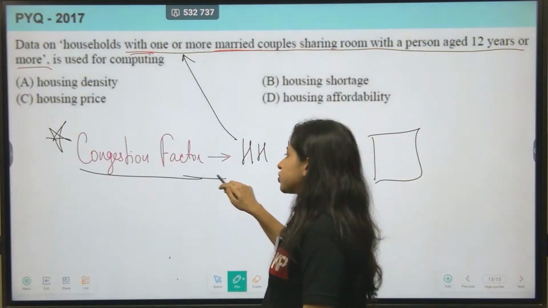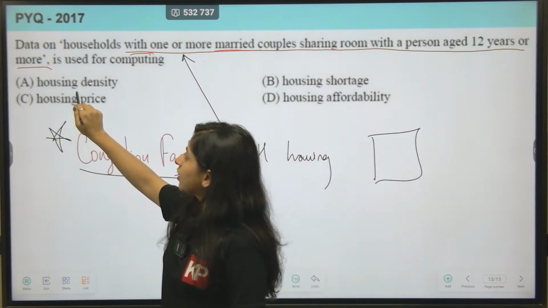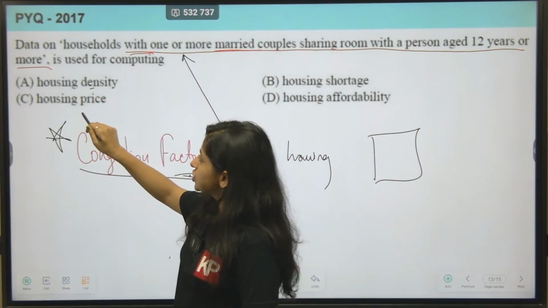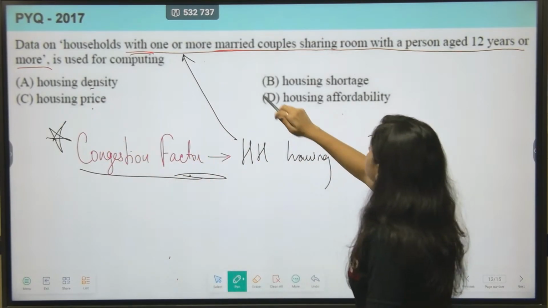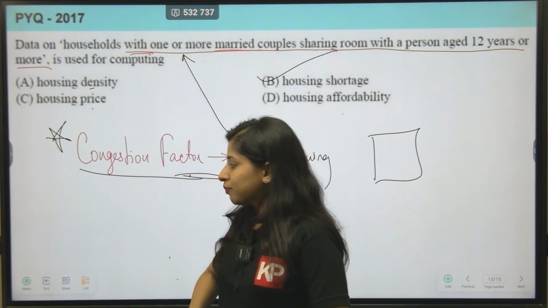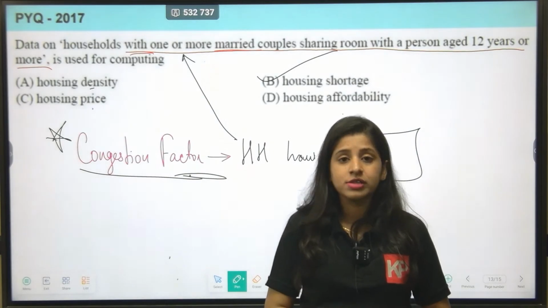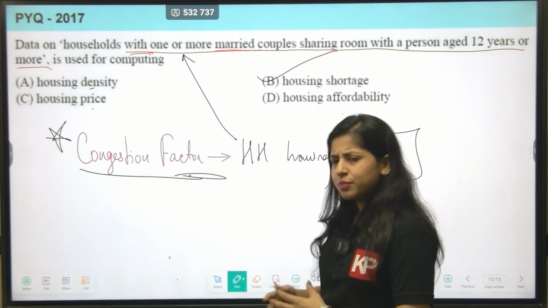This congestion factor is also looked into while calculating your housing shortage. Definitely it is not something that we look into while calculating density or price or affordability, but it is something that we look into while calculating housing shortage. So conceptually you have to understand what shortage is, and what the factors are that we consider while calculating shortage. It's a big chapter in itself.